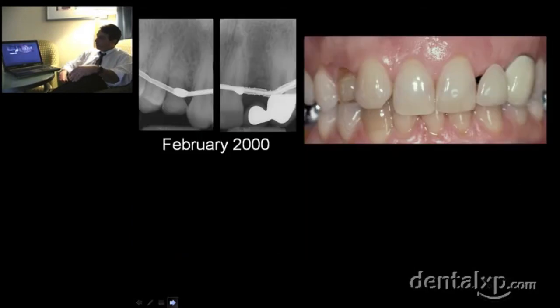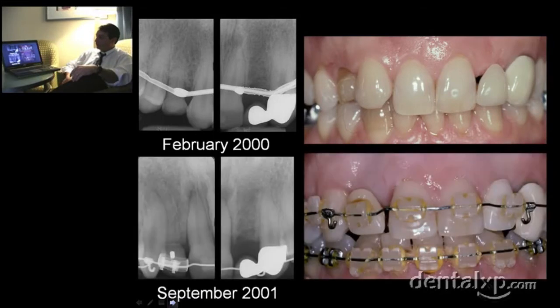So then we'll go ahead and create the treatment plan. First step is to get out the lateral incisor, which appears to be in the canine spot, and then go ahead and perform orthodontics. We began this case in February of 2000. Approximately a year and a half later, in September of 2001, we were able to distally move the canine.